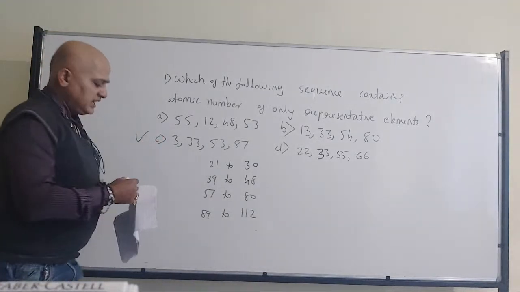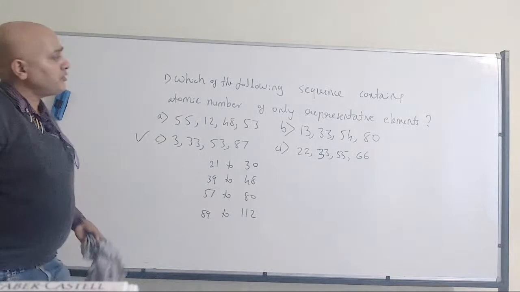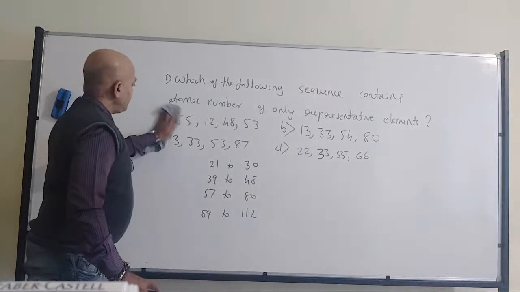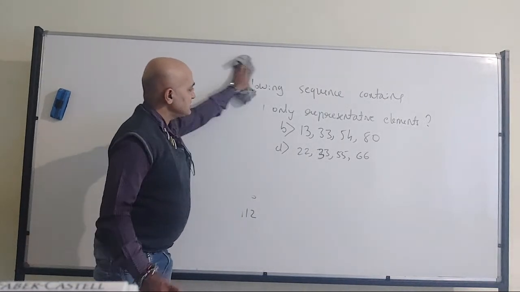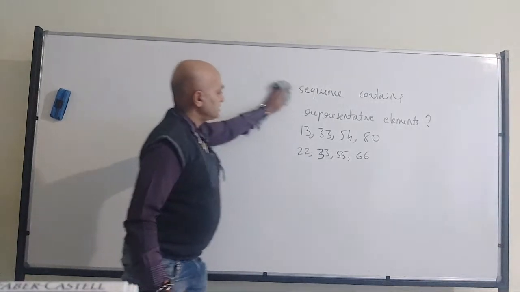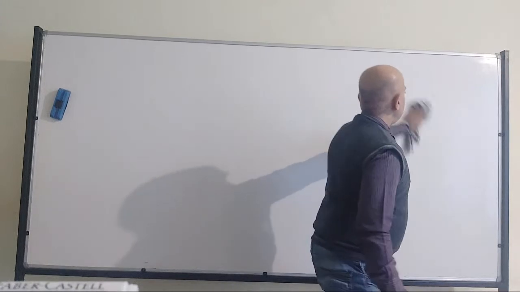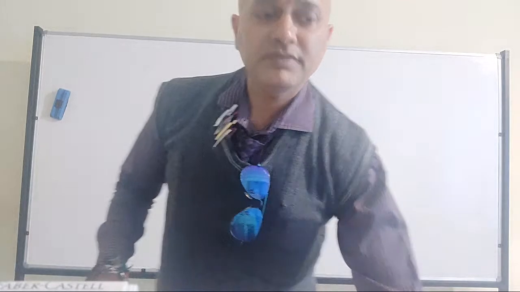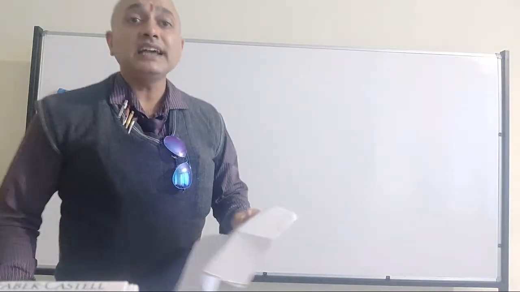Right? First thing, to answer this question you should know what you mean by representative elements. Okay, then only you can answer this particular question. So S block and P block elements are considered as representative elements. So in that case, why they are called as representative elements? Because of their reactivity. So first question, option C is the answer.